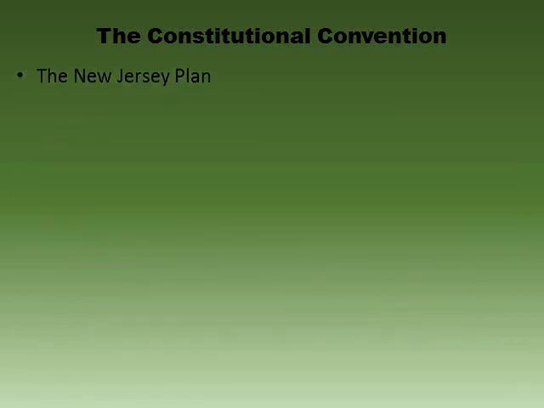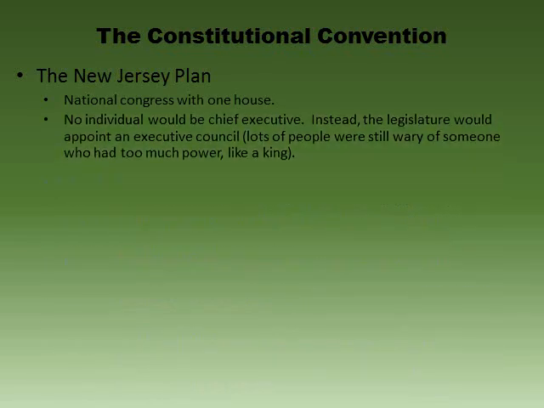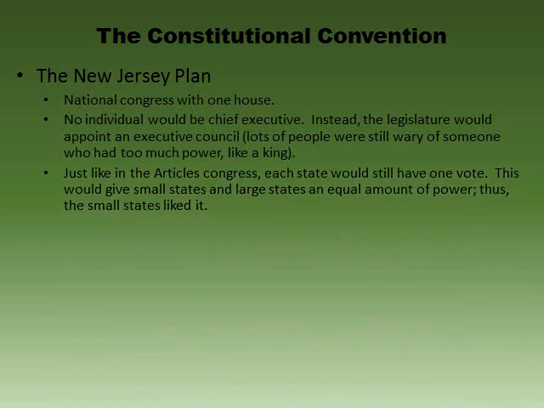In contrast, the New Jersey Plan was favored by the small states. It had a national Congress with just one house. It didn't have any type of chief executive. No one person would be in charge. Instead, the legislature would appoint an executive council. And again, lots of people at the time were still wary of having one person in charge. It would look like King George, and they didn't like that arrangement, so they were leery of putting too much power in the hands of one individual.